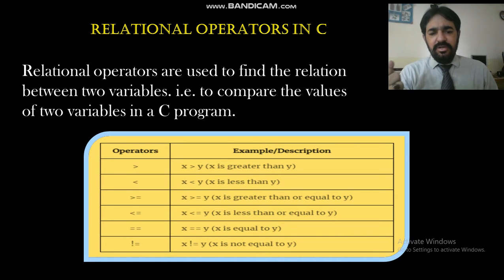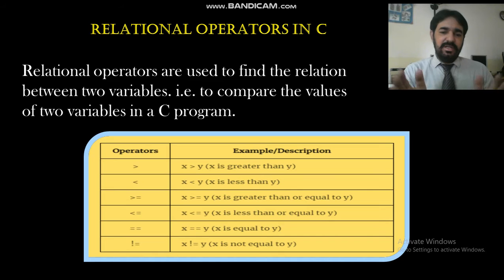Greater than or equals to: the greater than sign, then the equal sign, x is greater than or equals to y. Less than or equals to: x is less than or equals to y. Like that we pronounce and we say. Equals to: x equals to y. We use double equal sign together to represent equal in C language. And then not equals to: x not equals to y.